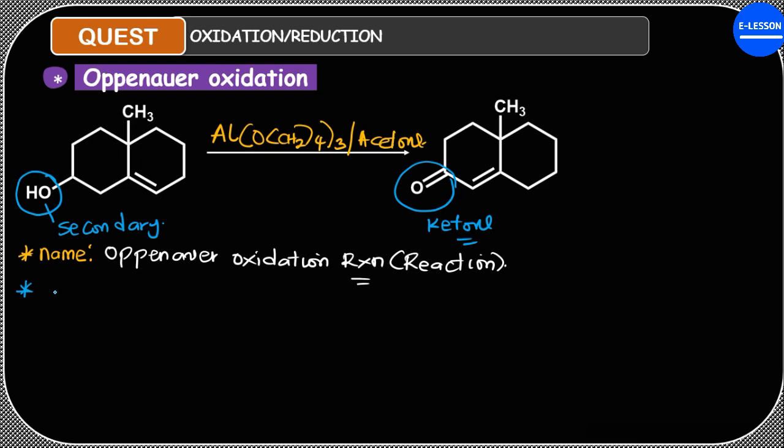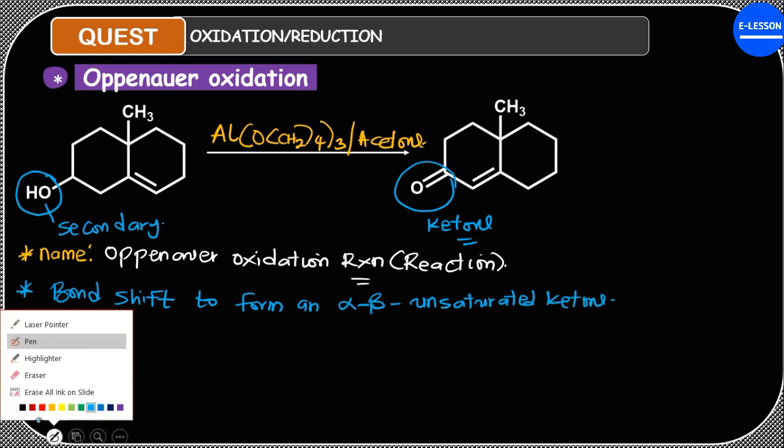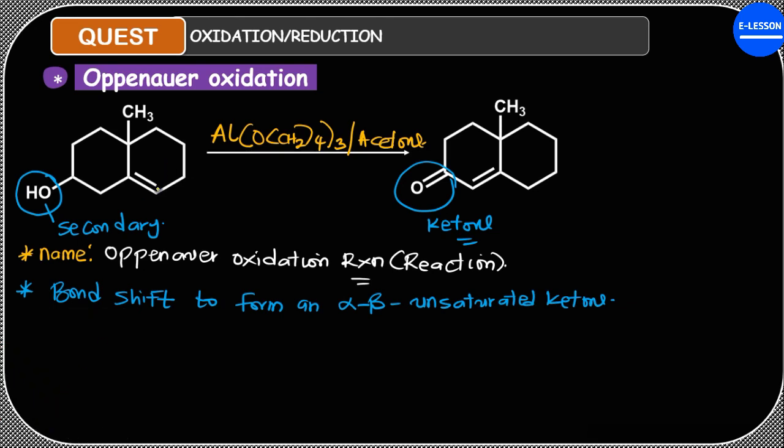with what we call a bond shift to form an alpha beta unsaturated ketone. Now, what do we mean by that statement? You discover that there was a bond here, but in the product the bond is not here. That means there is a shift of the bond from here to this position.